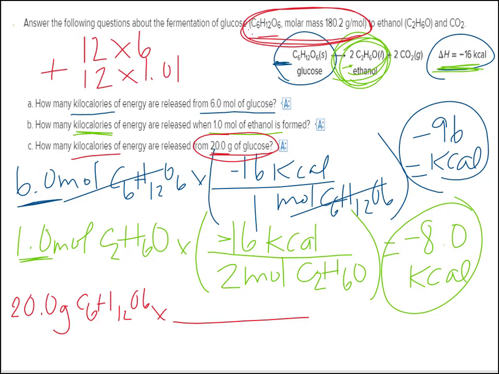6 carbons, each carbon is 12. 1.01, and then oxygen, 6 oxygens, and each oxygen is 16 times 6. So we'd have to add all that up together. But what's nice is they told it to us. So because I started with, what do I want? I want moles. 1 mole of glucose has a mass of 180.2 grams.